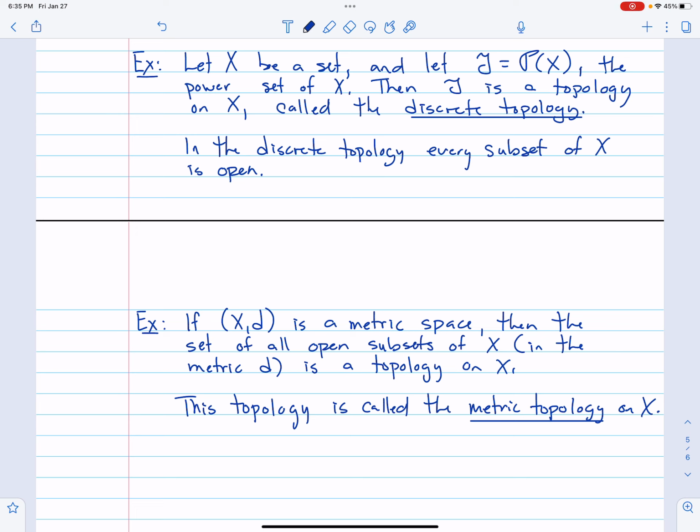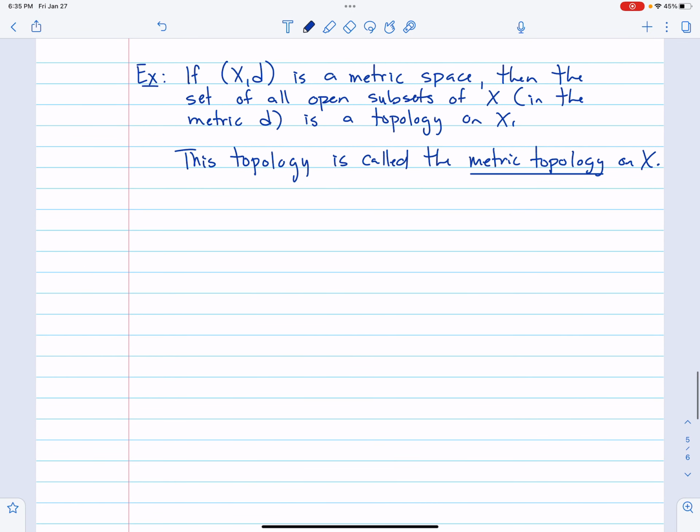Okay. Now you should be a little bit careful. You might ask yourself, is every topology a metric topology for some metric? And the answer to that question is no. There are lots of topologies that do not come from some metric. So it's maybe worth noting here: different metrics on X may induce different topologies.